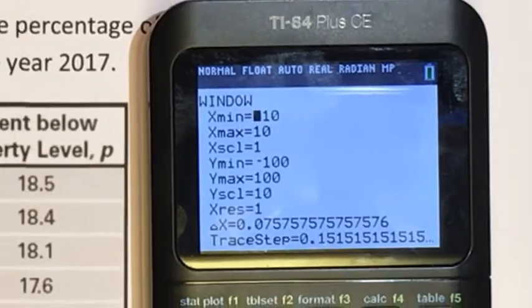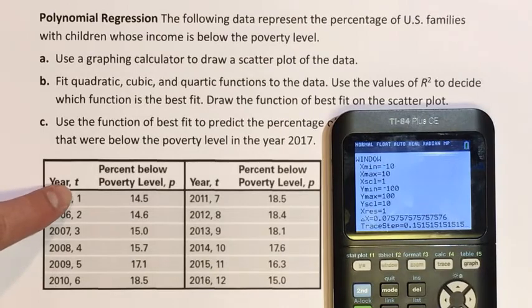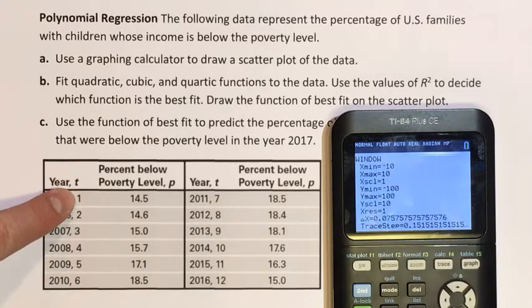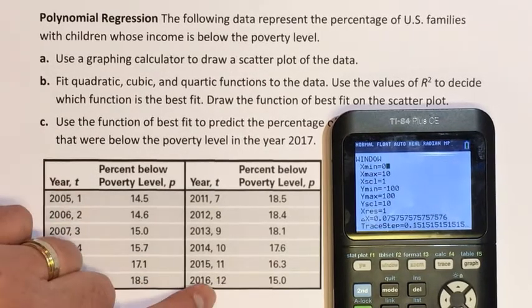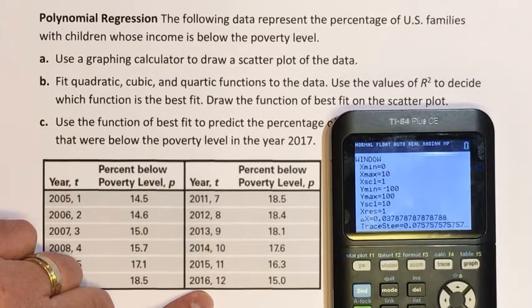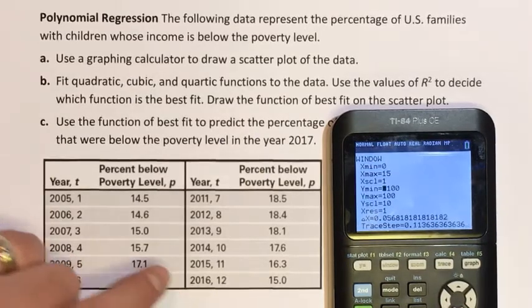So I'm going to go to Window. Now our smallest X value, which in this case is actually T, they're using the variable T, is 1, and the largest value is 12. So I need to either use 1 as the X-min or a convenient number slightly below that, such as 0. For X-max, I'm going to use either 12 or something slightly above that. Let's use 15, with a scale of 1.